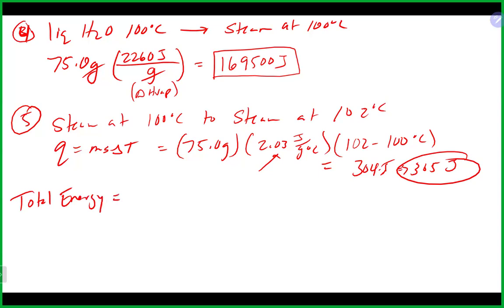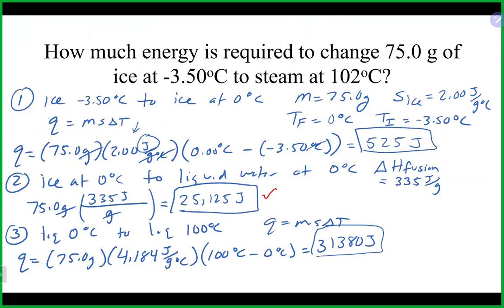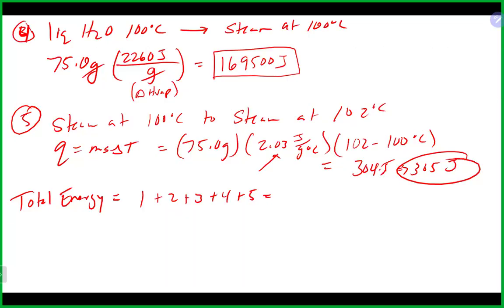entire transition, we basically just add up all the steps. So we add up the energy for step 1, step 2, step 3, step 4, and step 5 that we did. And if we go back and hit all those numbers, we got 525 for our first step. We got 125 for the second, 31380 for the third step, 169500 for the fourth, and 305 there for the fifth.